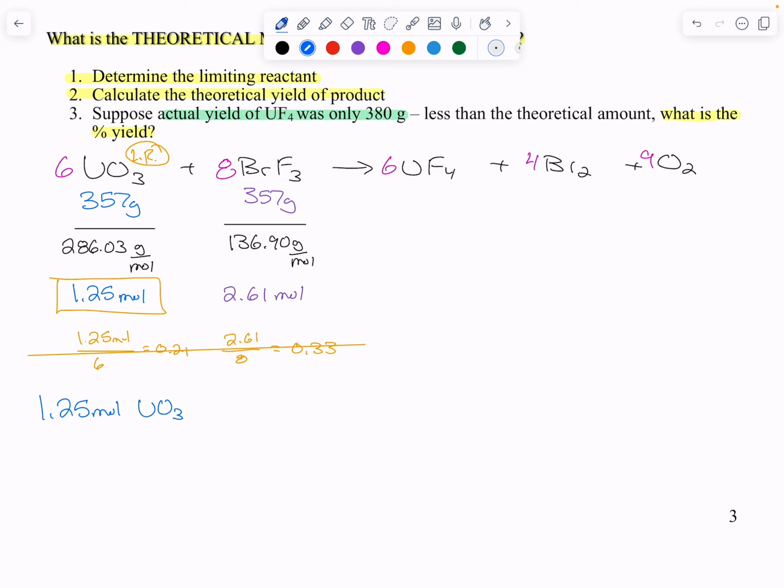All right, hopefully you got it. And let's see, how are we doing? Oh, man. On the bottom here, I have to have moles of UO3 at top, moles of UF4. And we know our ratio is 6 to 6.